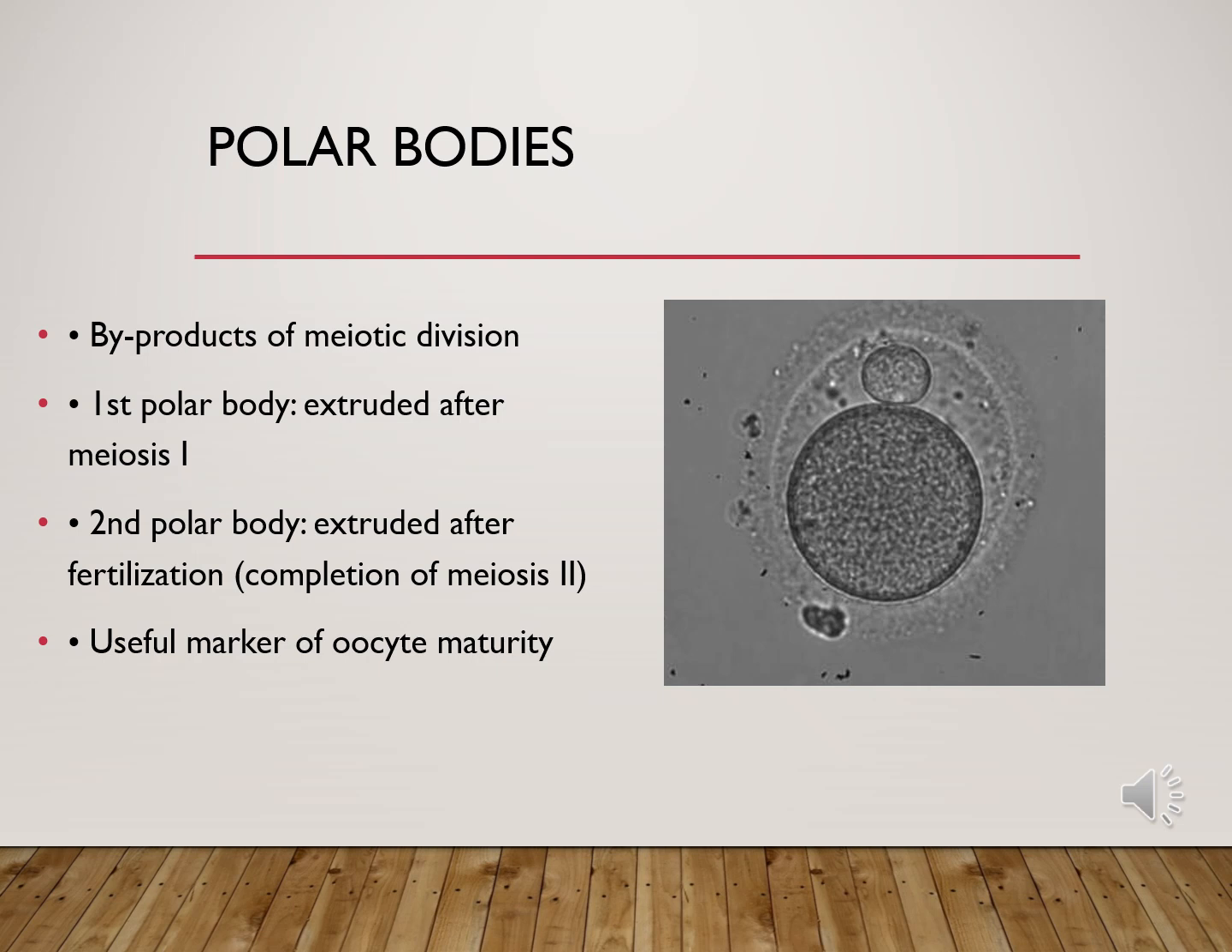Polar bodies are byproducts of meiotic division. The first polar body is extruded after meiosis I. The second polar body is extruded after fertilization, with completion of meiosis II. These serve as markers of oocyte maturity.